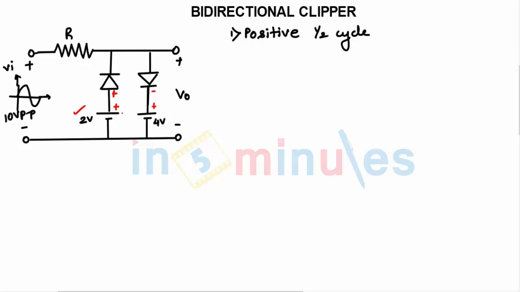Your input in this case is 10 volts peak to peak. That means it will go from 0 to 5 and again to minus 5. So peak to peak you will have it as 10 volts.